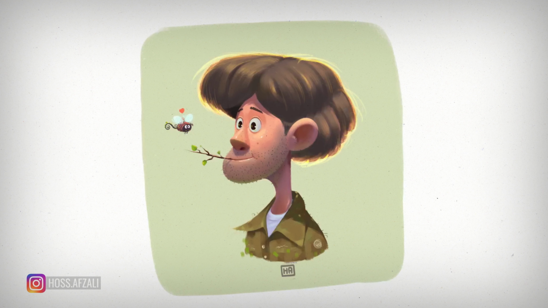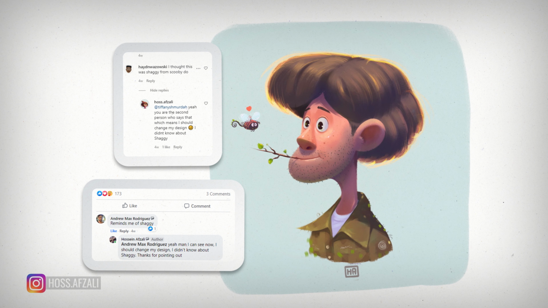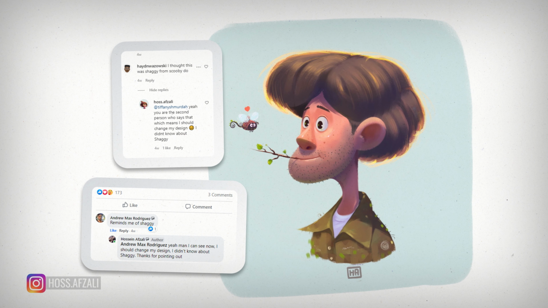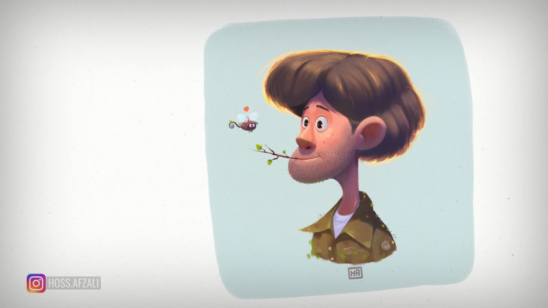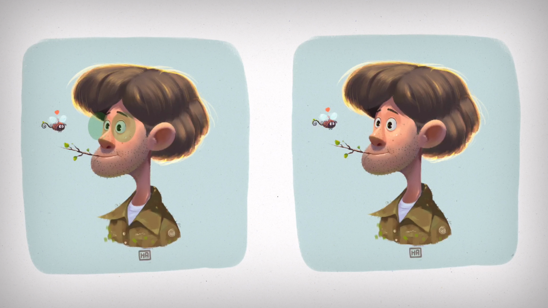When I was done with this character, I shared it on Facebook and Instagram, and guess what happened? I received a few comments from people saying he looks like Shaggy from Scooby-Doo. I didn't know about Shaggy, but when I searched on Google, I noticed they were absolutely right. I mean, I've never watched Scooby-Doo, but it was so similar to that character. And I was like, oh no, how did that happen?